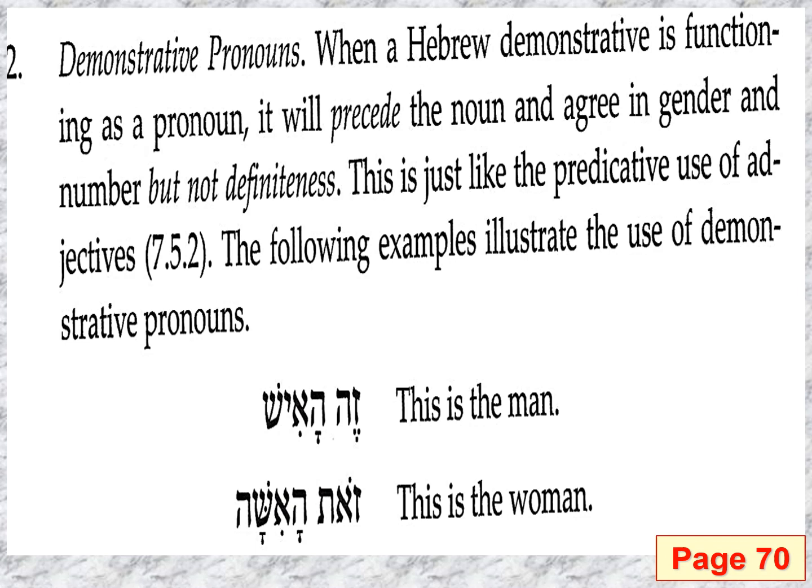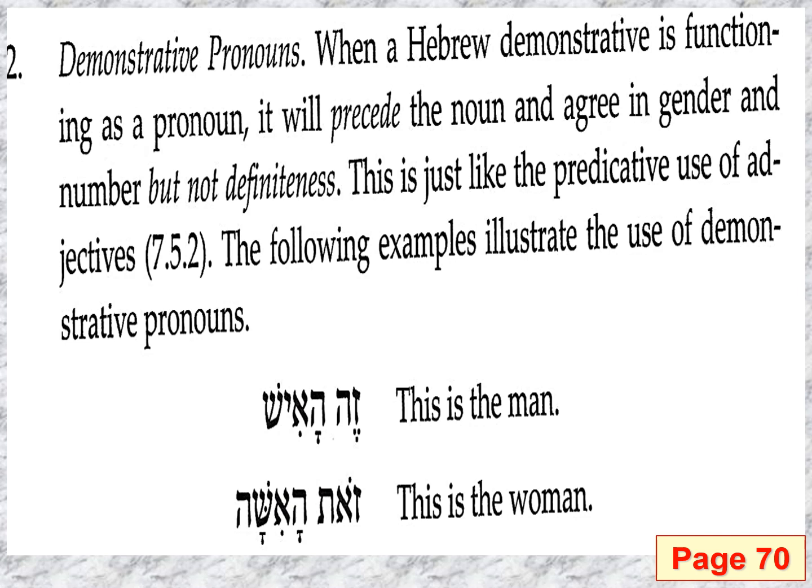What about demonstrative pronouns? Another slanted slide just to keep us awake. Demonstrative pronouns, like the predicate use of adjectives, are going to precede, normally, the noun and agree in grammatical gender and number, but not definiteness. Precedes the noun, agree in grammatical gender and number, but not definiteness. Functioning like a pronoun, and since we call them demonstrative pronouns. So with the near demonstrative pronoun ze, it appears before the noun that it is modifying in the sense of predication.